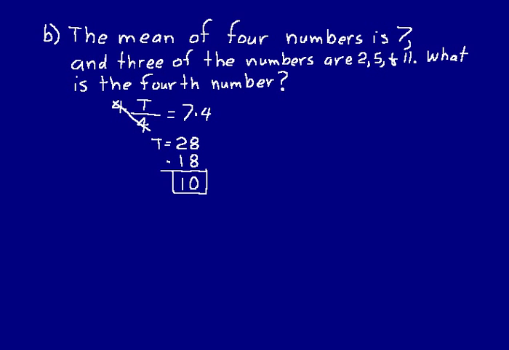So just to review again, if you have a set of numbers, the mean, that's the average of those numbers. The median, that's the middle number in that set. The mode, that's the number that occurs the most number of times in the set. And then the range, that's the difference between the largest and smallest number in the set.